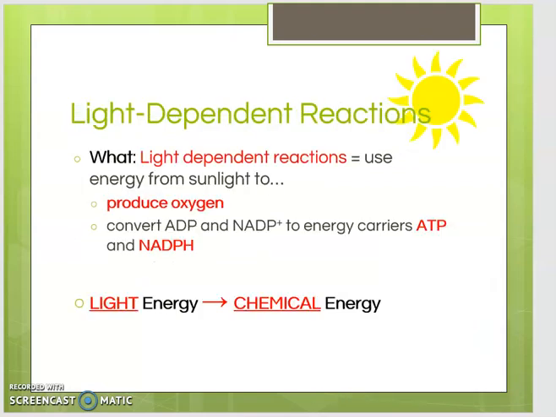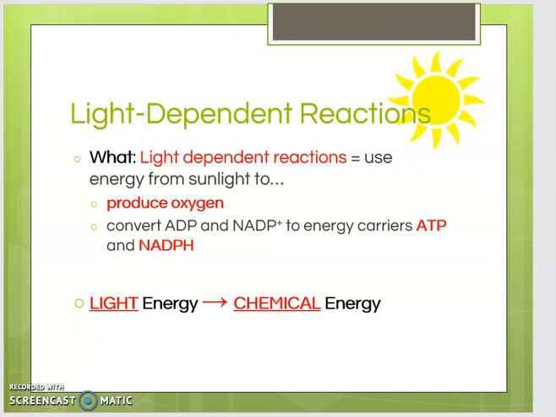So in these reactions, what's going to happen is that the energy from the sun is going to be used to produce oxygen and high-energy electron carriers. So what's produced during the light-dependent reactions? We're going to produce oxygen, which is one of the products of photosynthesis and is a good thing for us since we need oxygen in order to breathe and in order to survive.